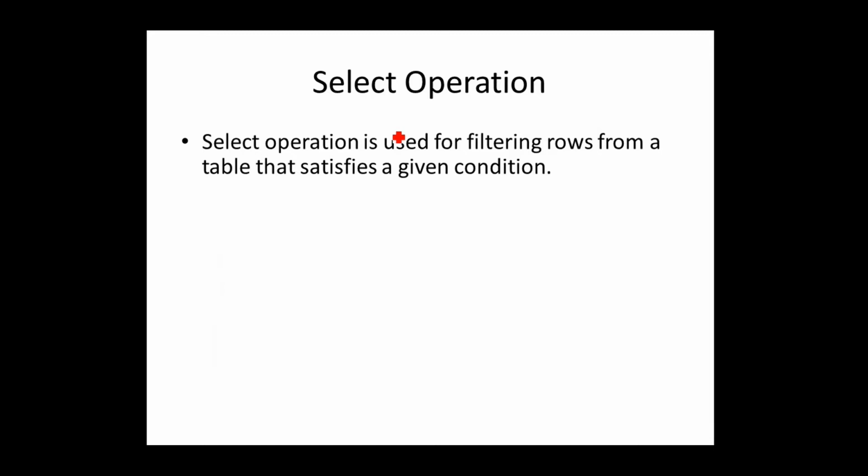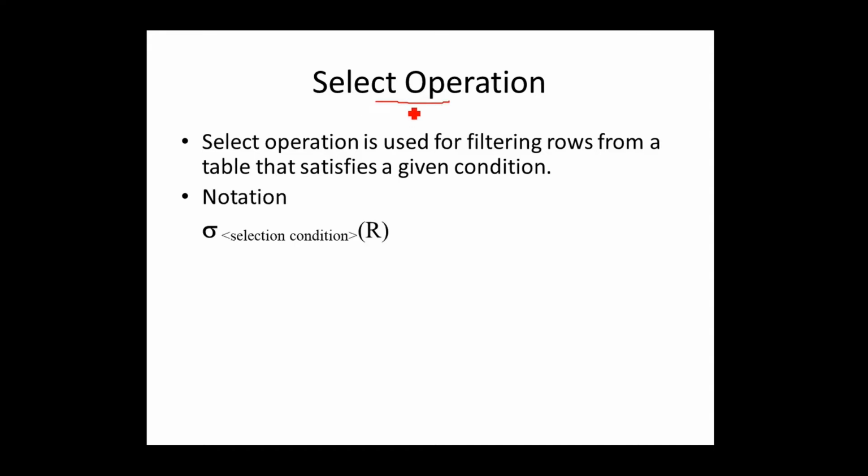Select operation. What is the use of select operation? It is used for filtering the rows. Normally, how do you filter the rows? You use a where clause, right? Select star from employee where employee ID is equal to 124. So this is used for filtering rows.